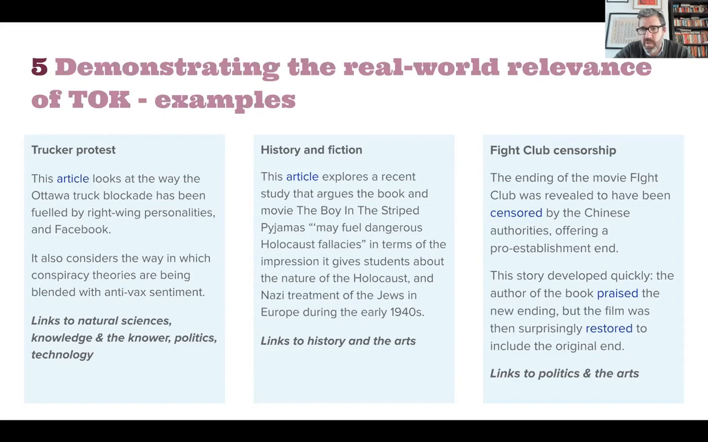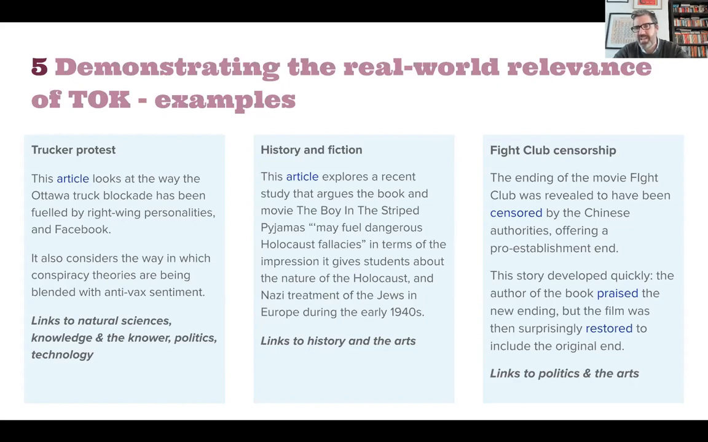For us in TOK, we're interested in the kind of thing that drives these sorts of protests and reactions, and we've got a lot of blending of anti-vax sentiment with conspiracy theories, and it's fascinating the reasons why these protests are going on. So this is a really, really interesting story that's happening right now, and the kind of thing that can show that you as a TOK student are totally connected to what's going on in the real world.